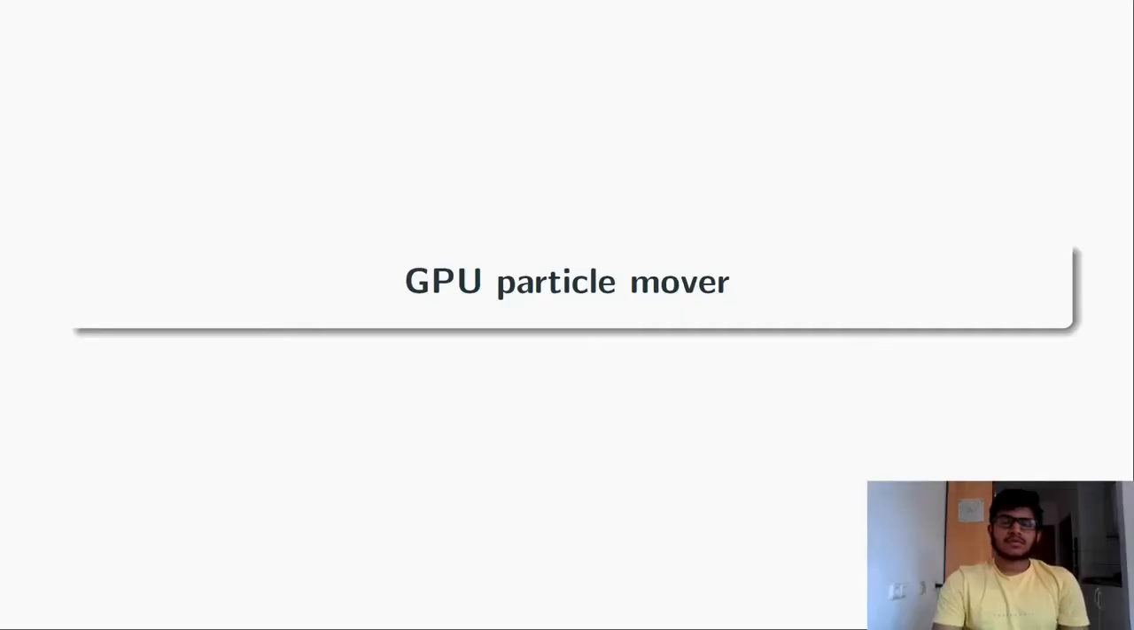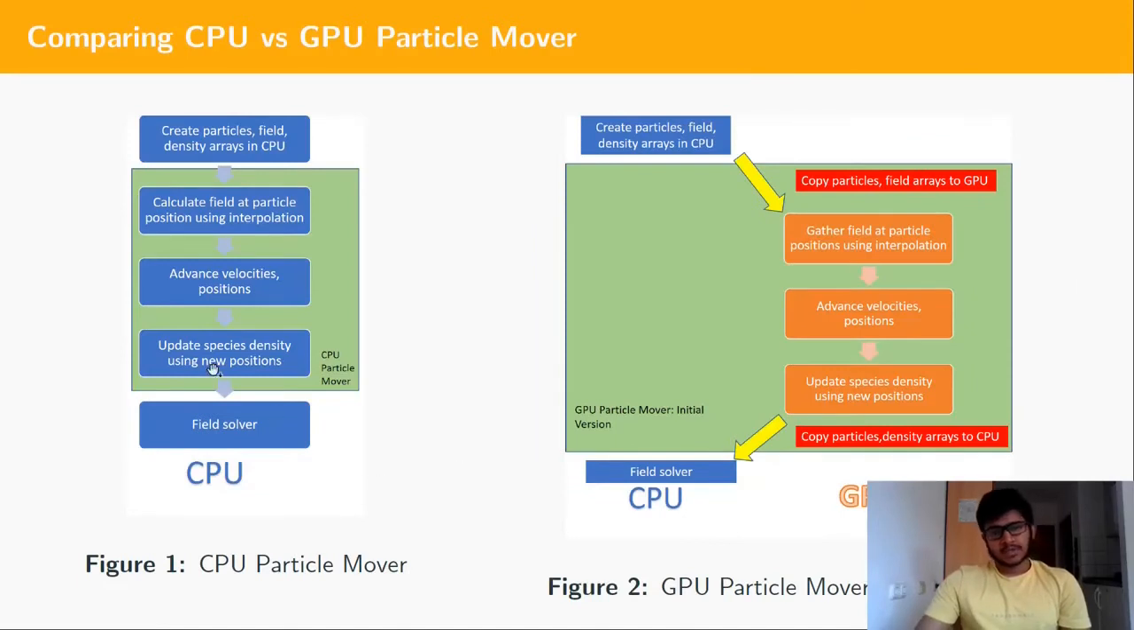We can now exploit further parallelism in our code using graphics processing units or GPUs. The particle mover accounts for up to 60 to 70% of the runtime of most particle-in-cell codes. Hence, we try to parallelize this first. You can see the CPU particle mover algorithm here. Note that the GPU has its own memory space, so before any computation can be done on it, memory has to be transferred to it.